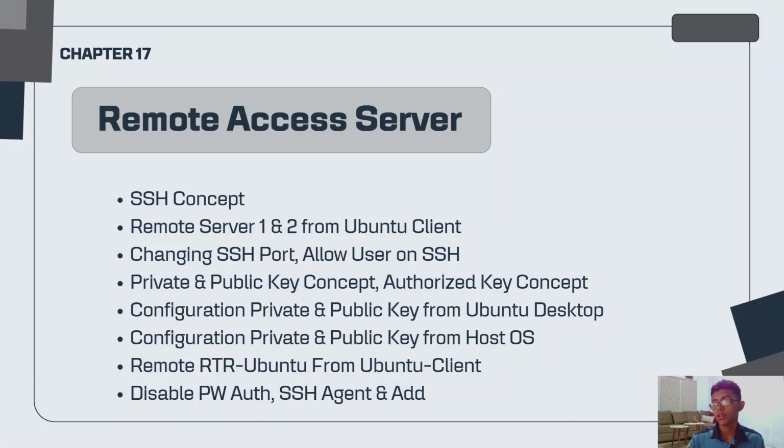And the next one is the private and public key concept. For the private and public key concept, there are two types of remote access to a server: using user and password, and also private and public key. For the first method, you need to fill in the password, but for the private and public key, you don't need to fill in the password again. So if you want to use this one, you have to make the private and public key on the client side, and then import or copy the public key into the server side.